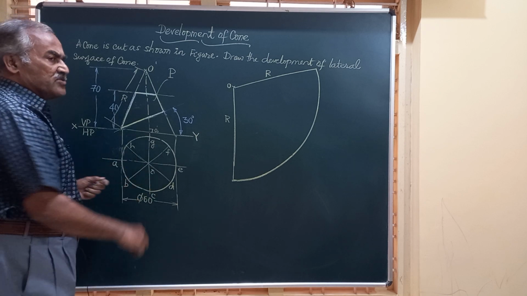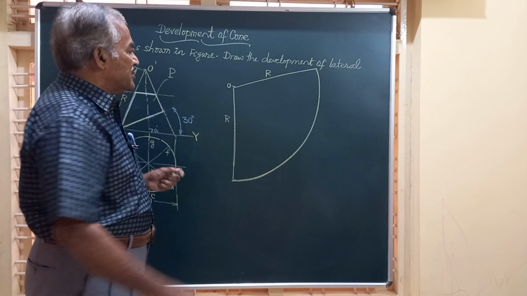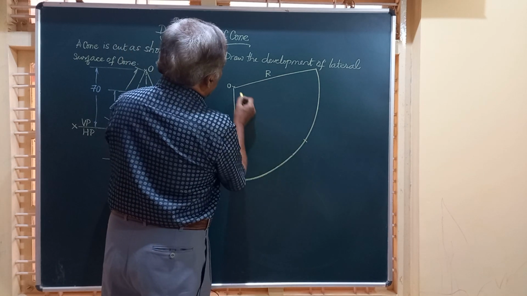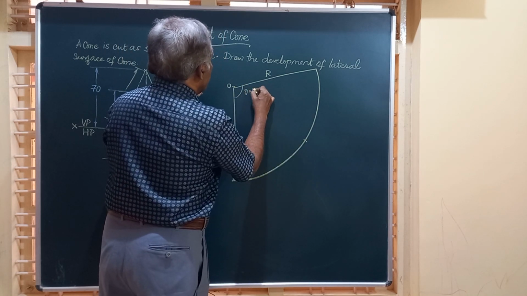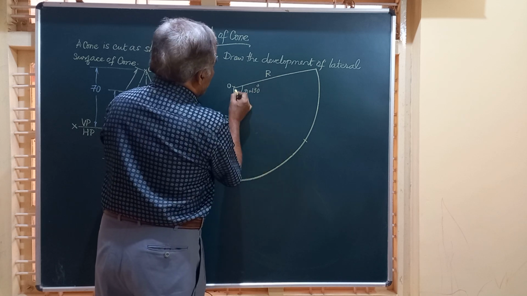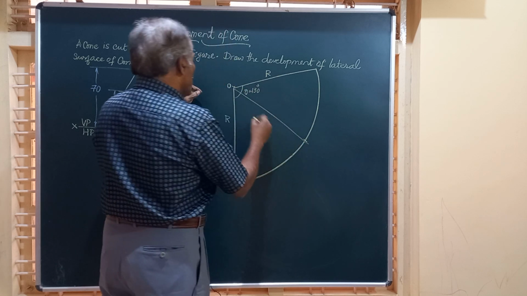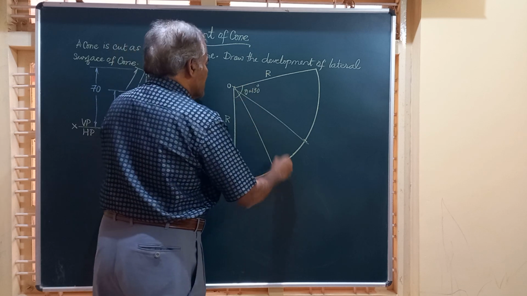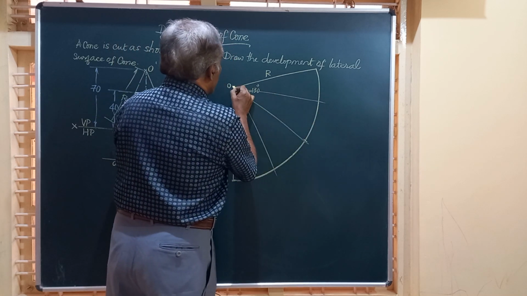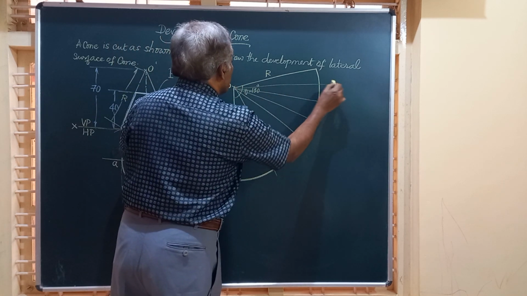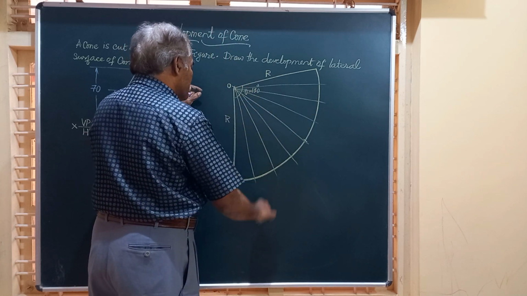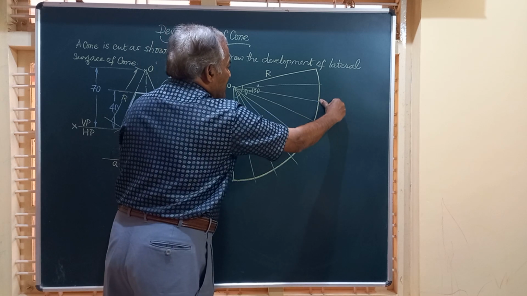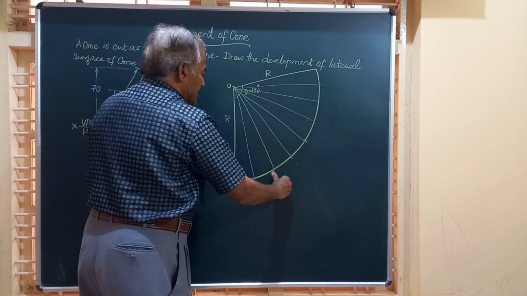Here, I have divided the circle into 8 equal parts. So also, we will divide this sector with angle theta equal to 130 degrees, whatever you have calculated, into 8 equal parts. They should have the same included angle. So this is 6 and this becomes equal to 8. And friends, I will number all these.